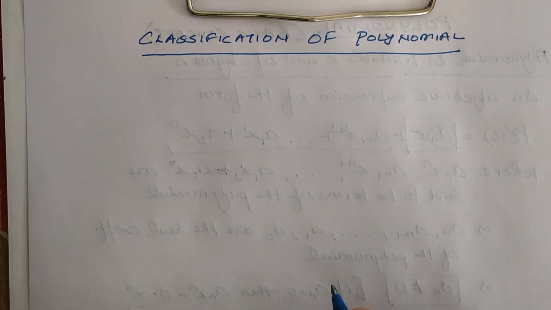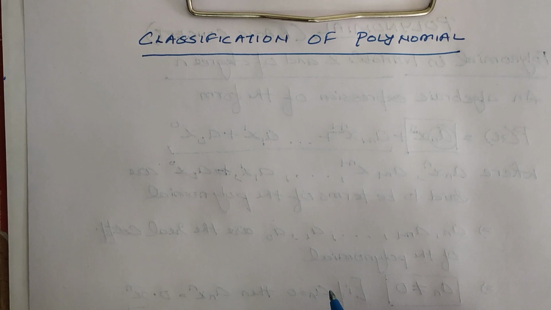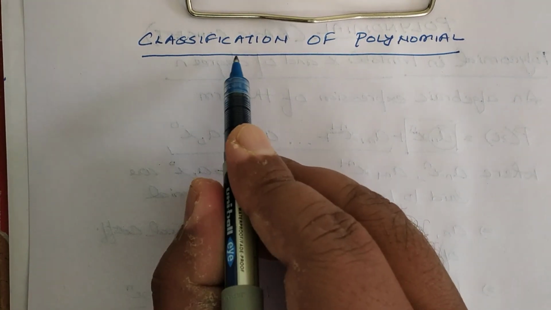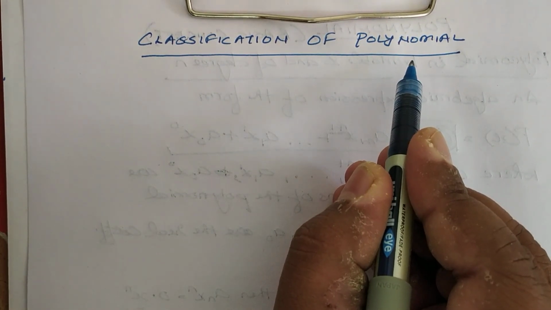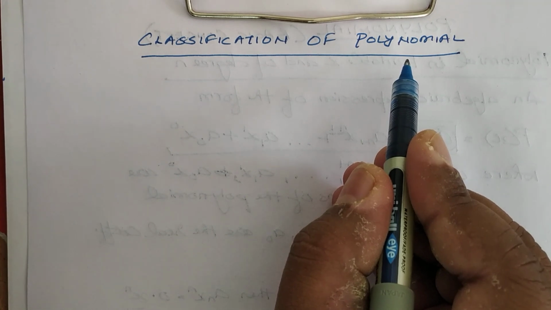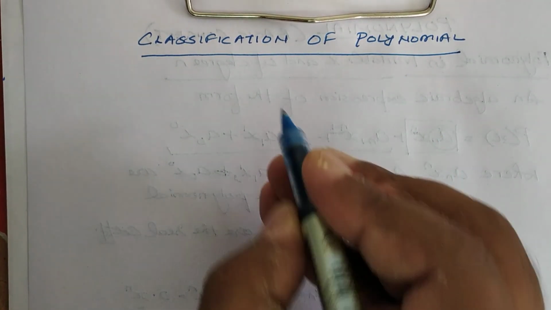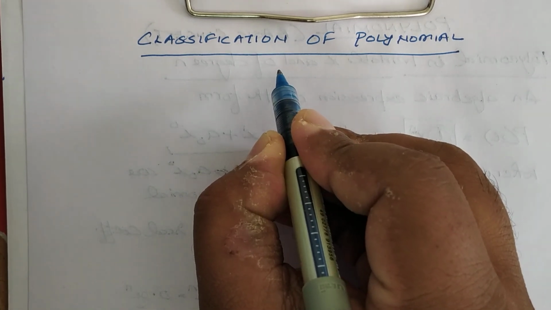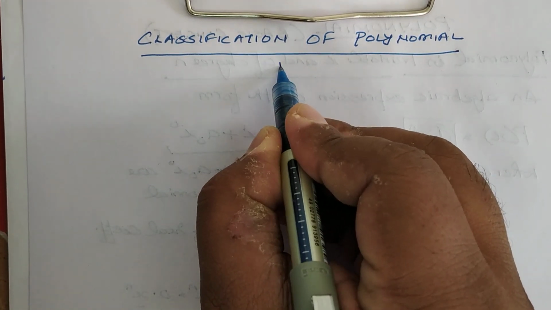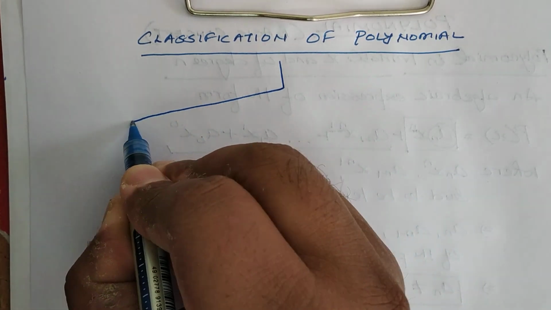नमस्कार सभी को। आपने पॉलिनोमियल का बेसिक कंसेप्ट वाला वीडियो देख ही लिया होगा। सो नेक्स्ट टॉपिक इज क्लासिफिकेशन ऑफ पॉलिनोमियल, which is very important and needs to be understood for class 10th and 9th students. So classification of polynomials. Actually, polynomials are broadly categorized in two groups.